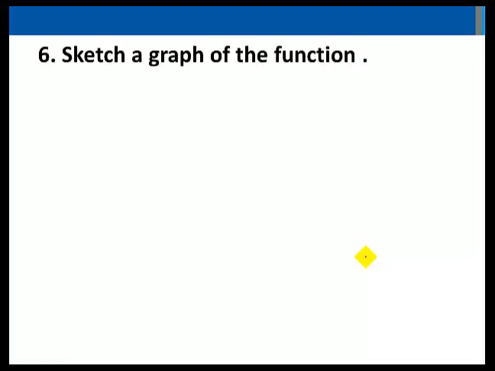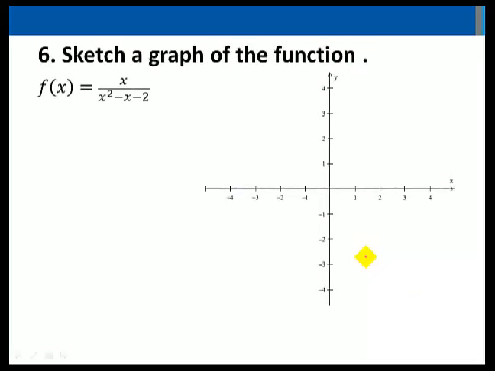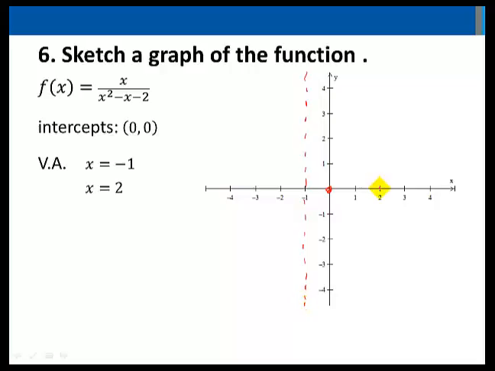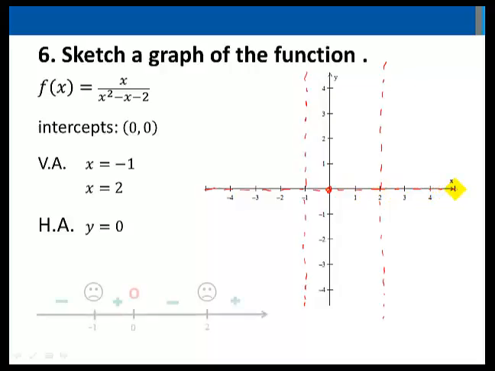Let's sketch a graph of this function using what we've learned so far. First of all, we have one intercept of 0, 0 here. I have a vertical asymptote at x equals -1. So I'll sketch the vertical asymptote. I have another vertical asymptote at x equals 2. So I'll sketch the vertical asymptote, x equals 2. I have a horizontal asymptote, which is the line y equals 0. And then we'll use our sign chart to help with the rest of this graph.